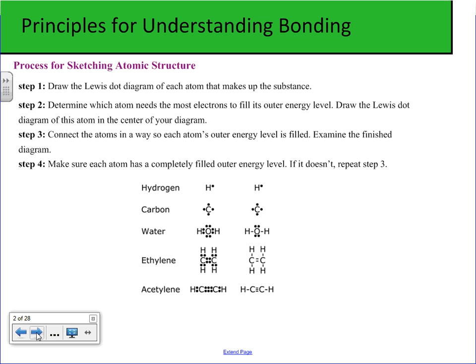And then examine the finished diagram. Step 4, you need to make sure each atom has a completely filled outer energy level. If it doesn't, you need to repeat step 3. Here are some examples of hydrogen, carbon, water, ethylene, and acetylene, and their subsequent Lewis dot diagrams, and then the bonds that have been replaced. So these 2 electrons here are now replaced with this line here.